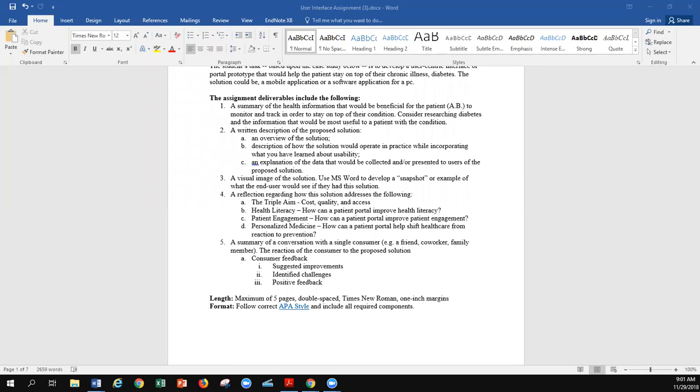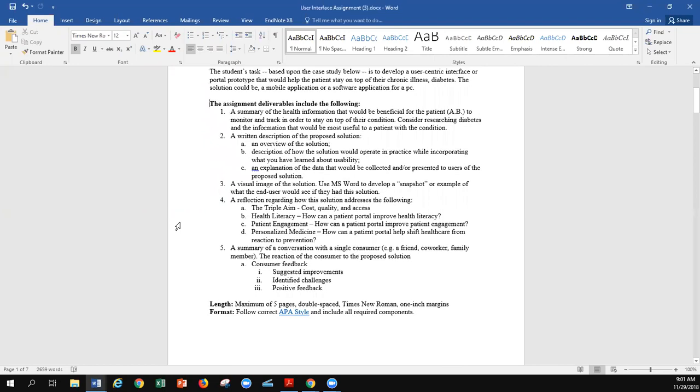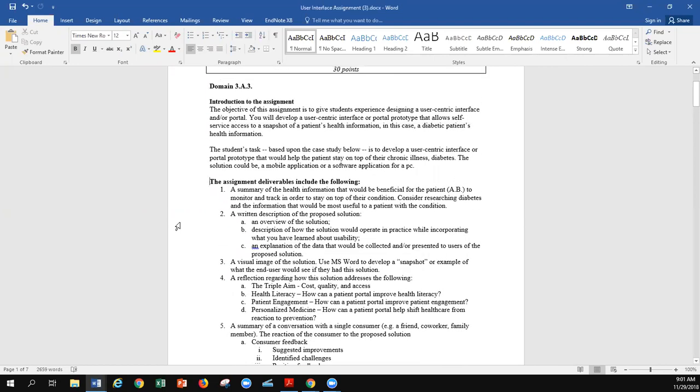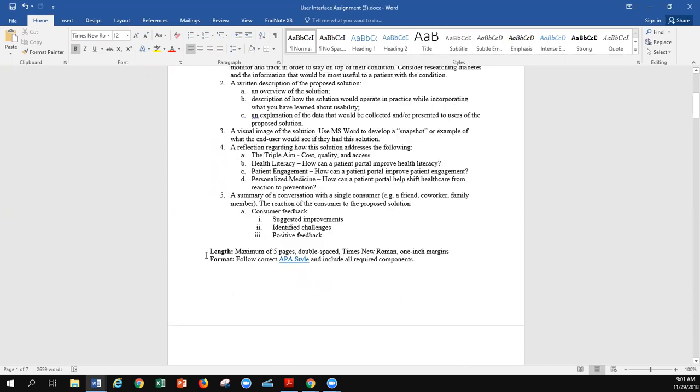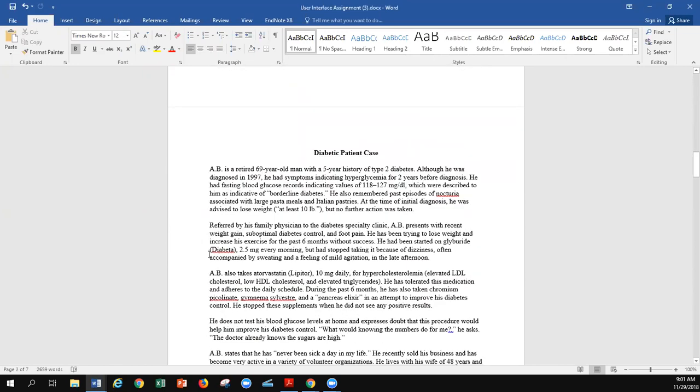I wanted to go over the user interface assignment that is due on December 9th. So I have the instructions pulled up here for all of you. I think the first thing would be just to read through the instructions, and then if you scroll way down, there is a diabetic patient case, and the patient's name or initials are AB.